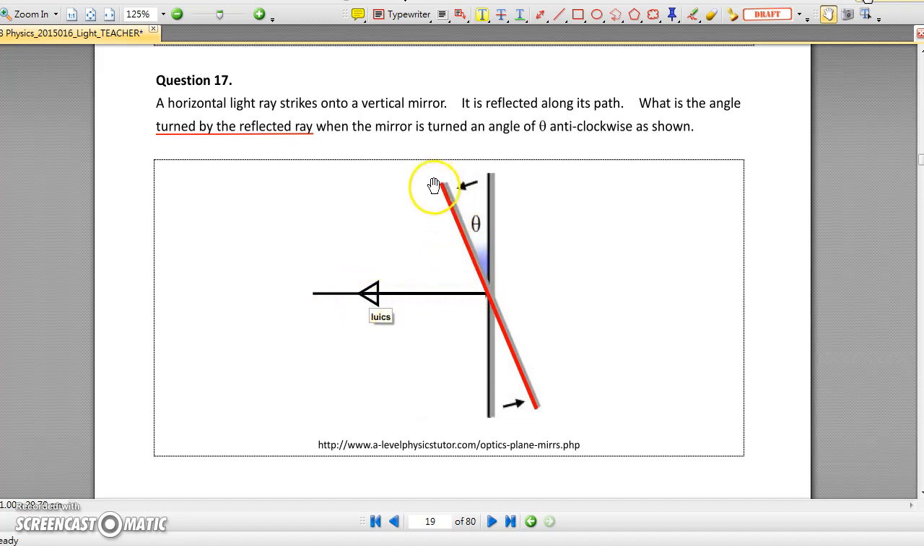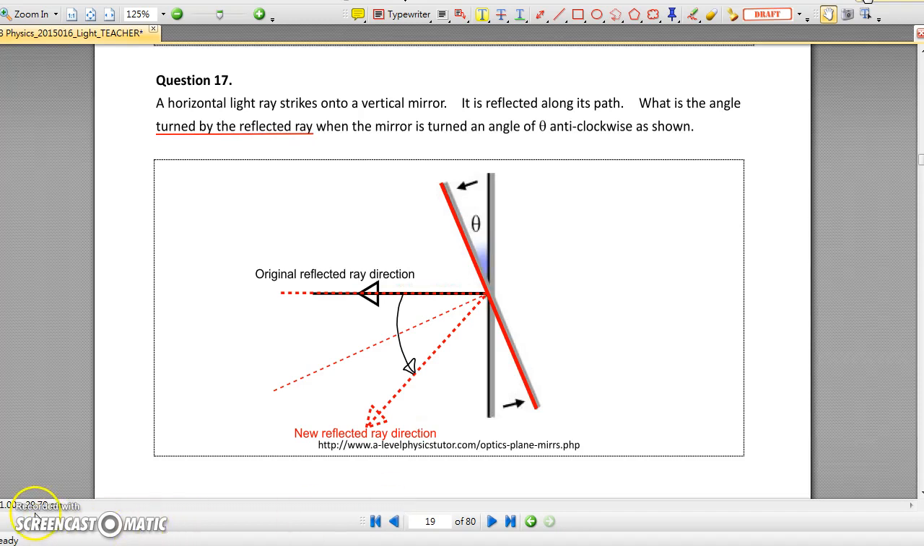And now the mirror is turned to the red direction. And so you may know that the normal may also turn as well. So now the incident ray will go this way, horizontally, and then hitting the mirror, and then it will turn and go in this direction. Now the original reflected ray is pointing to the left, but now the new reflected ray point this way. The question asks you to find this angle.